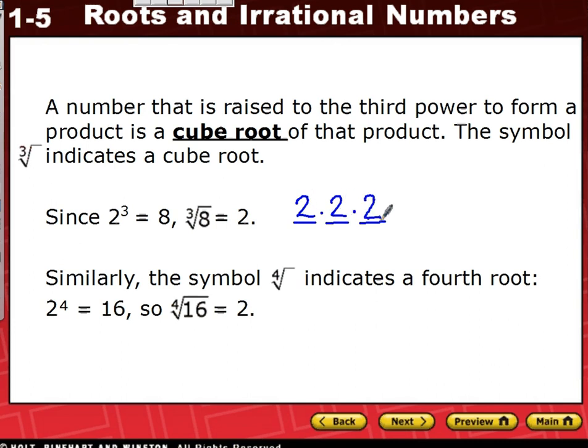Same thing for 4th roots, right? Except that we're looking now for 4 numbers that we would multiply together to get our final number. So in this case, we were looking for those 4 numbers to multiply together and be 16, right? It happens to be 2's again, right? So we would say the 4th root of 16 is 2.